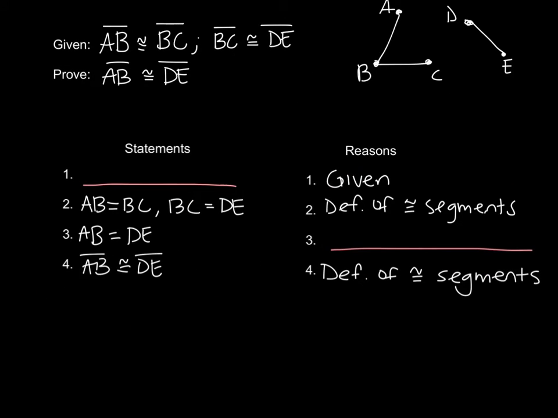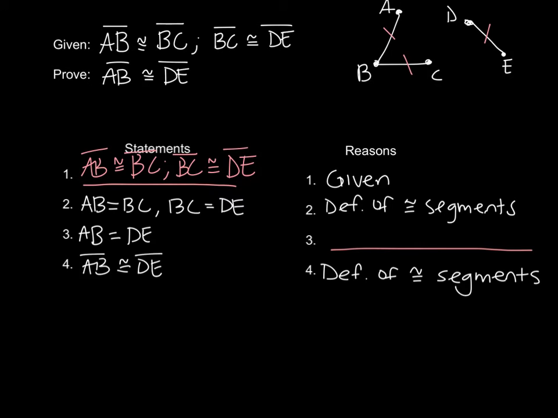Okay, now we have this one. Given that segment AB is congruent to segment BC, and that segment BC is congruent to segment DE, prove that AB is congruent to DE. Now, I'm given information, I have a diagram, what do I do? Well, I mark it up. So if AB is congruent to BC, and BC is congruent to DE, we need to go from there. So the first statement, we need to see, okay, it's given to us. So that means that AB is congruent to BC and BC is congruent to DE.